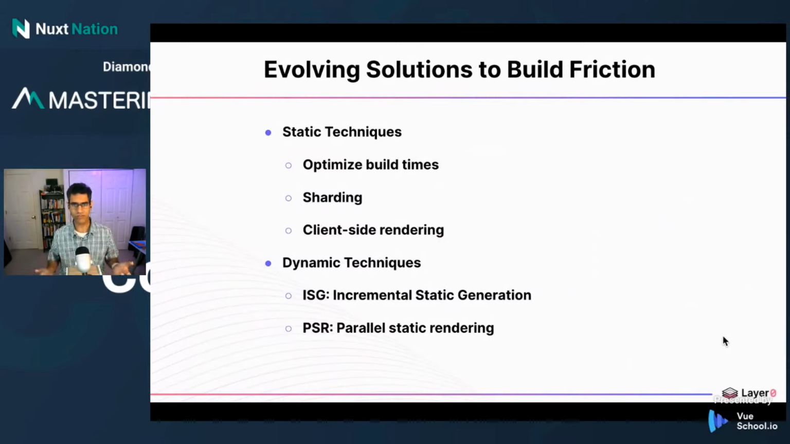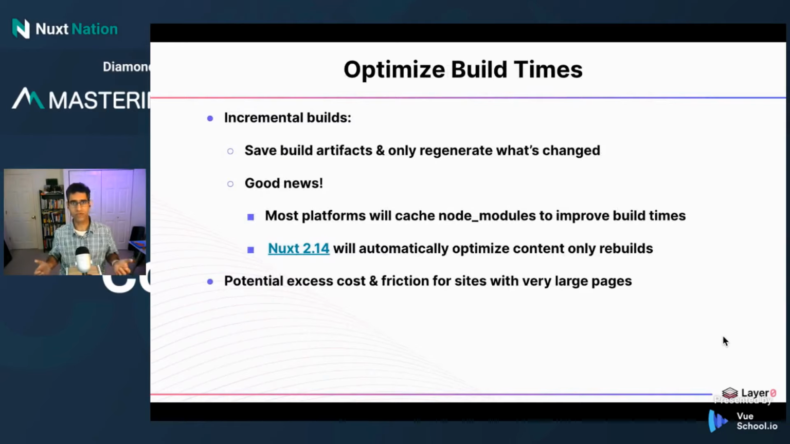So there's a couple of solutions that have evolved to solve build friction. I break them down into static and dynamic techniques. ISG is one of the dynamic techniques, but it's helpful to go through the static techniques because sometimes they do apply before you really get to those large scales. So the first thing you'd want to do is probably just to optimize build times. Just make the builds faster so they're less of an issue.